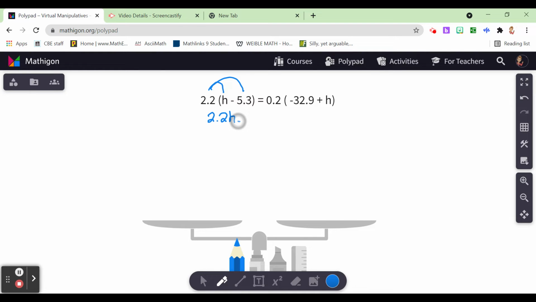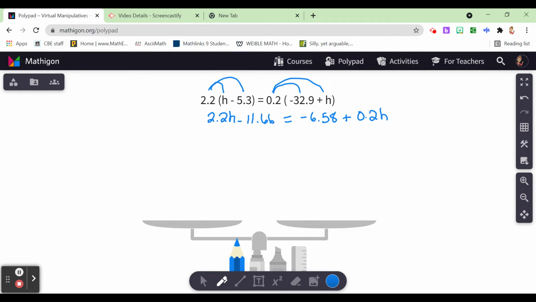2.2h minus 11.66 equal to negative 6.58. That's because we're multiplying 0.2 times that. Plus, now we're going to take that 0.2 and times it by h.